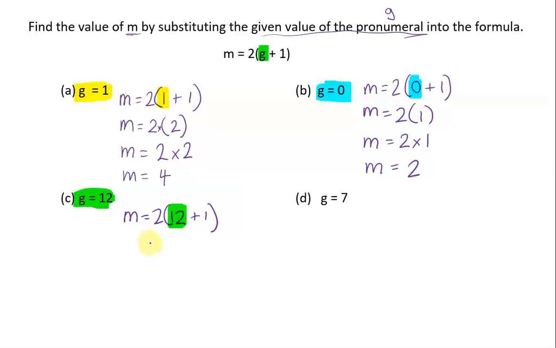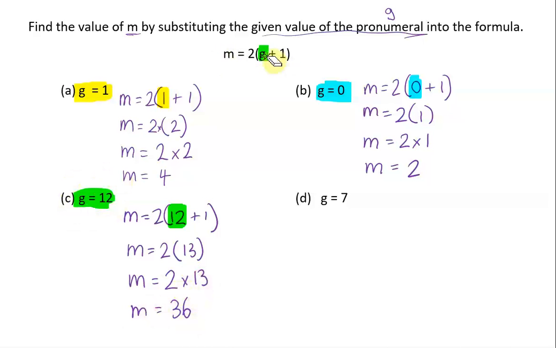Now we do the same sort of solving. M equals 2 brackets. We do what's inside the brackets first. 12 plus 1 is 13. And we can rewrite this, remembering if there's no operation between the 2 and what's in the brackets, it means multiplication. So 2 times 13. 2 times 13 is 26. So when g is equal to 12, when our value of the pronumeral is 12, then m equals 26.